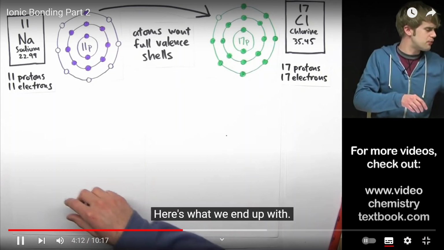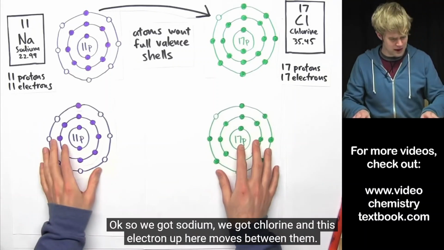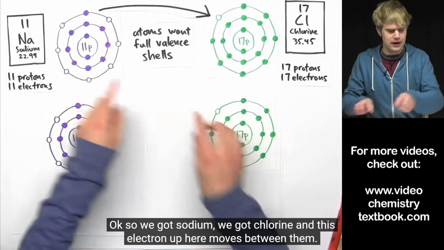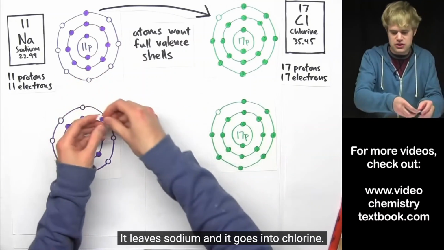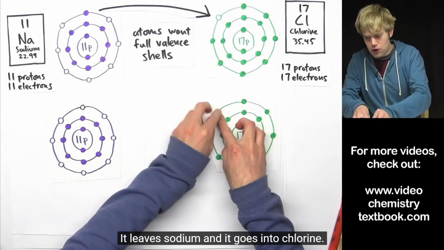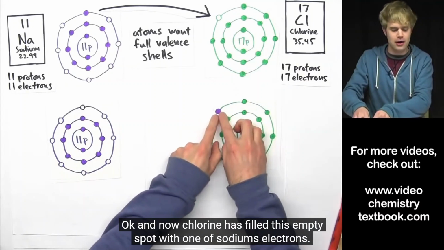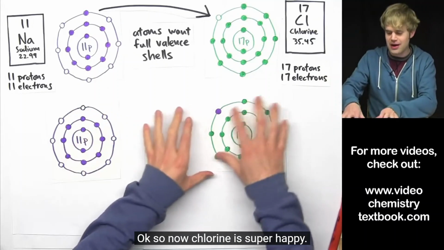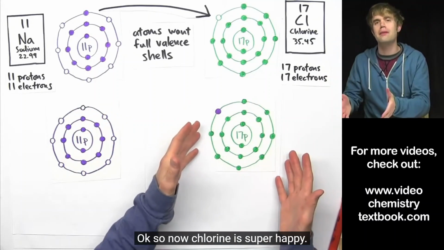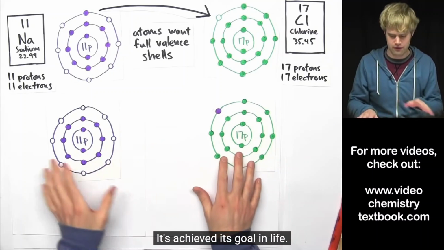Here's what we end up with. Okay, let me just show you what's going on here. So we got sodium, we got chlorine, and this electron up here moves between them. So it leaves sodium and it goes into chlorine. And now chlorine has filled this empty spot with one of sodium's electrons. So now chlorine is super happy. It has a full valence shell. It's achieved its goal in life.